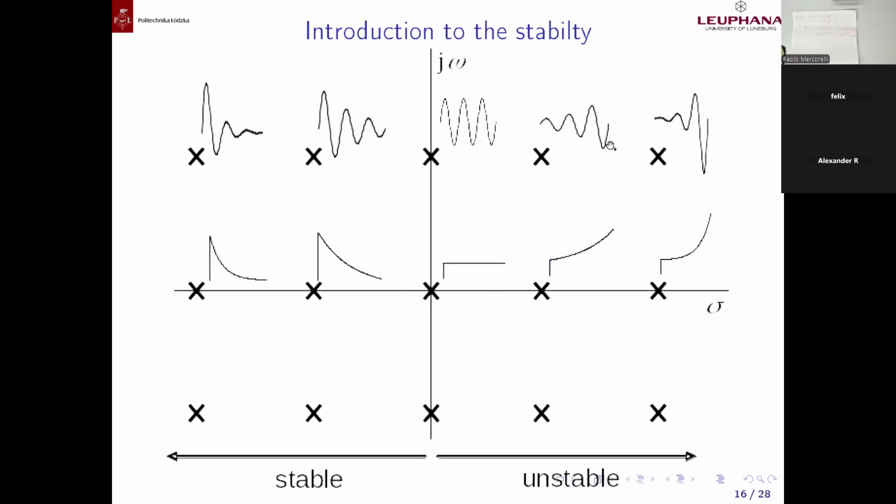This is basically what I told you. In case of lambda sigma positive, we see that the solution is going to infinity, with oscillation or without oscillation. On the right, we have exactly the contrary. With oscillation, if we have an imaginary part not zero, it is going to zero. Without oscillation, if the omega is equal to zero.